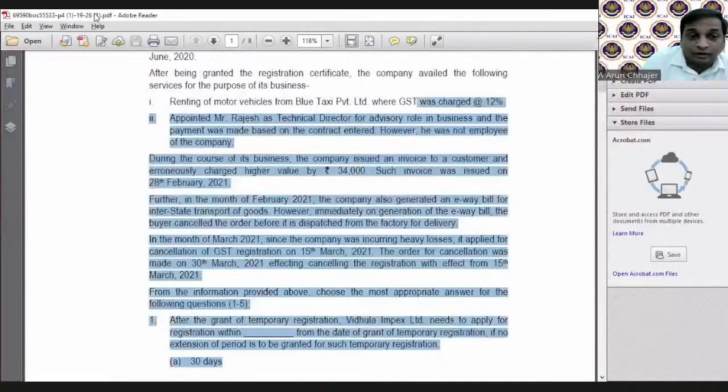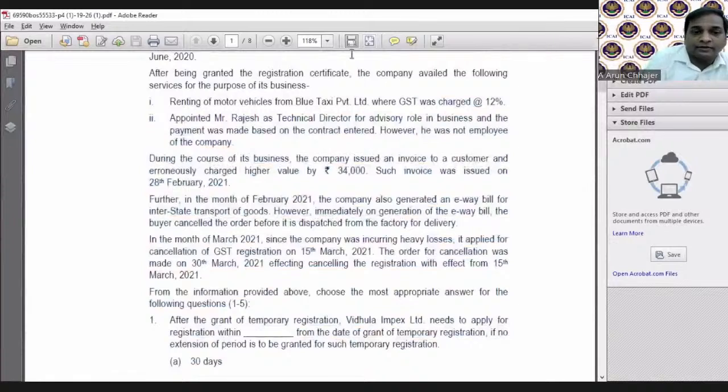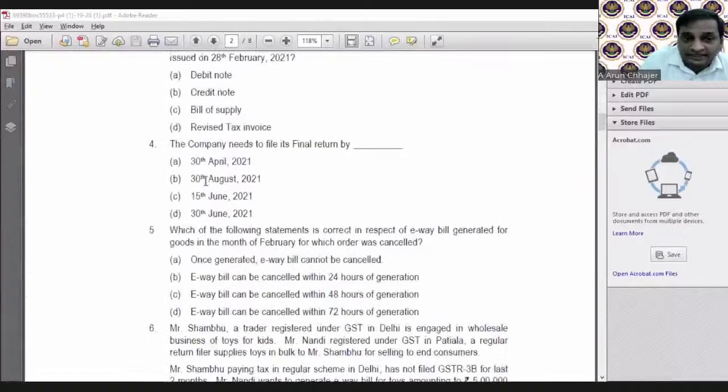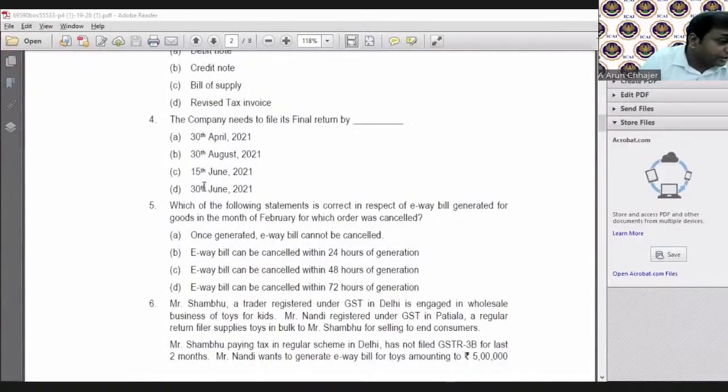What is the problem? During the course of its business, the company issued an invoice to the customer and erroneously charged a higher value. Such invoice was issued on 28 Feb. What to do? Which document would be issued by the company for making the correct impact of 34,000?